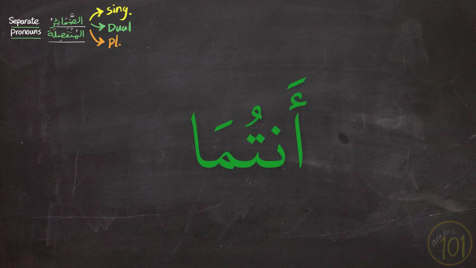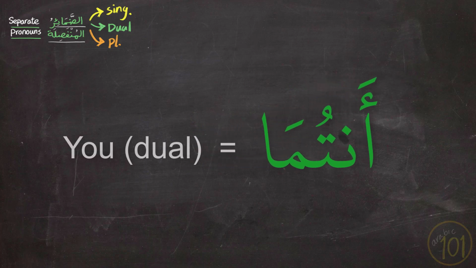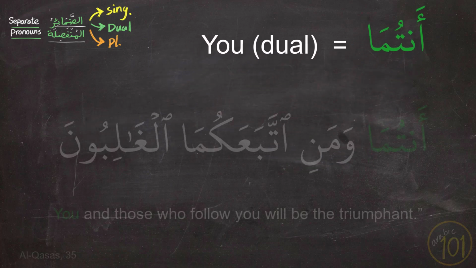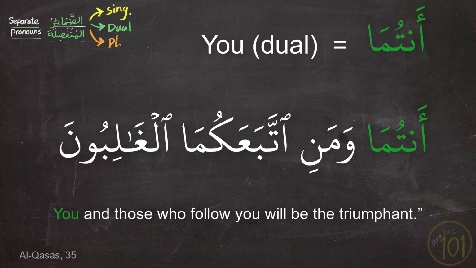The next dual pronoun is أَنْتُمَا, which means you for dual form. So when two people are addressed, this pronoun is then used. أَنْتُمَا وَمَنِ اتَّبَعَكُمَا الْغَالِبُونَ. So this pronoun was used when Allah was addressing Moses and his brother Aaron. And that's why أَنْتُمَا was used to address both of them.